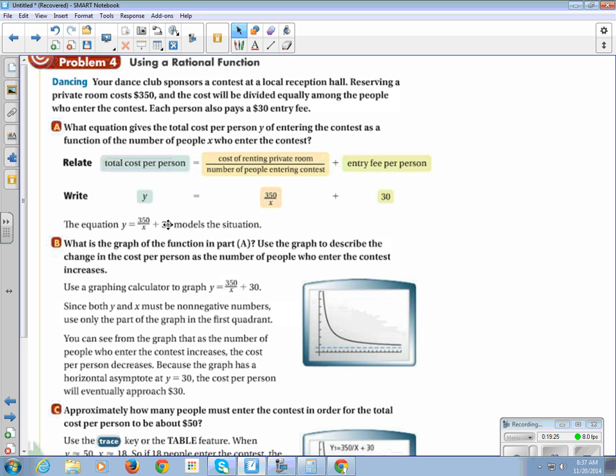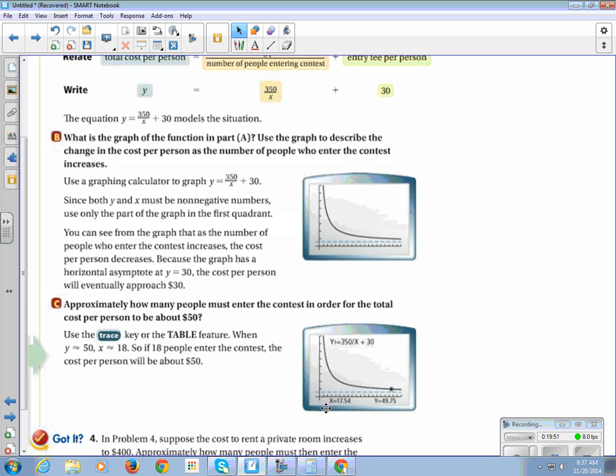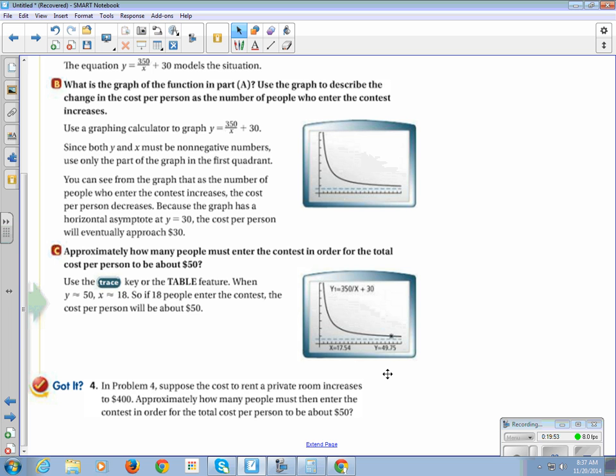What is the graph of the function in part A? Awesome, we'll just put that in our graphing calculator, right? Easy. Not asking the world. Since both x and y must be non-negative numbers, use only the part of the graph in the first quadrant. Does it make sense to have negative money when you're trying to find the total cost per person? Nor does it make sense to have negative people. So anything negative, negative people aren't allowed at salsa dancing contests.